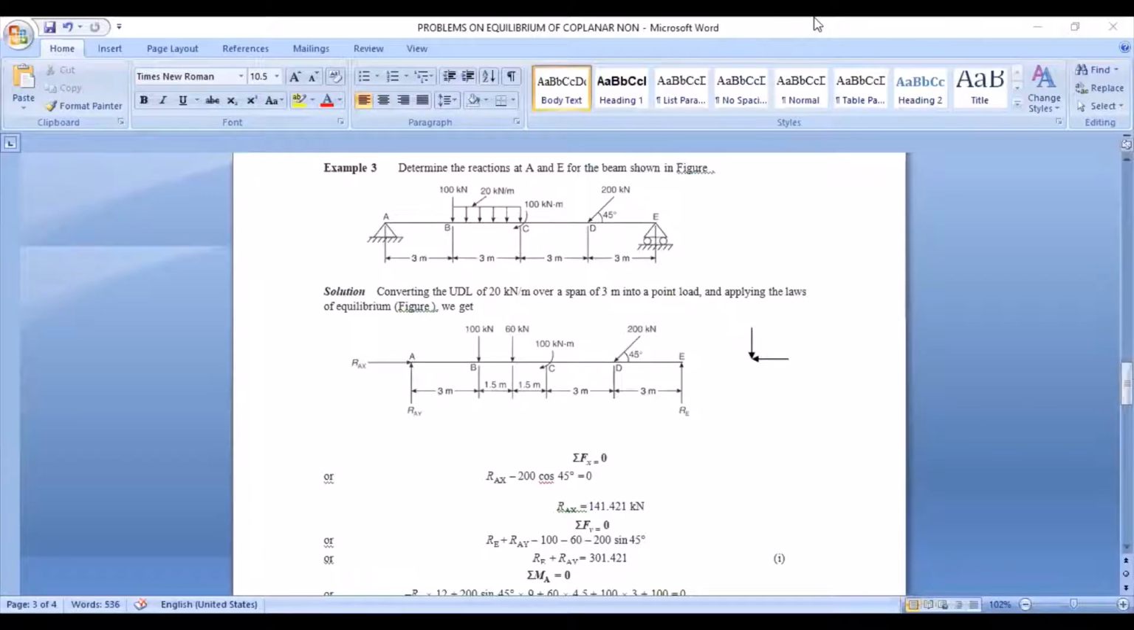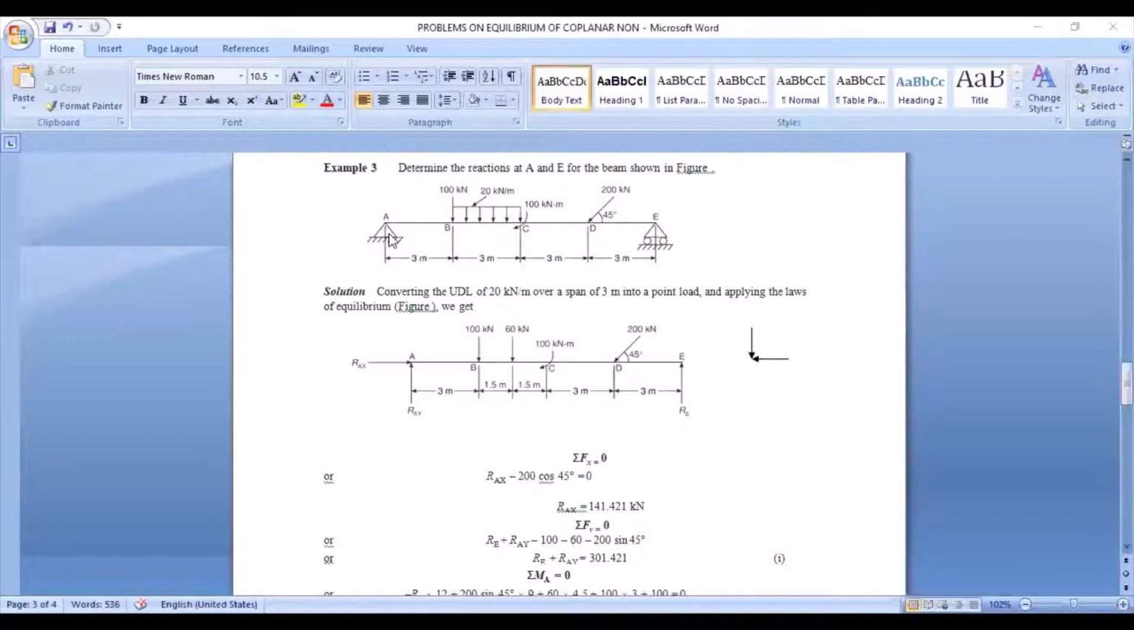Now, coming across another moment, that is 100 kilonewton meter, which is a clockwise moment acting at point C. So it is placed at point C. Next we have a 200 kilonewton inclined load at an angle of 45 degrees, which is placed at point D. You can see here, after resolving this inclined force, you have one vertical force and one horizontal force, with arrows towards the point of intersection, because the inclined force is directed towards the point of intersection. So this is our free body diagram.